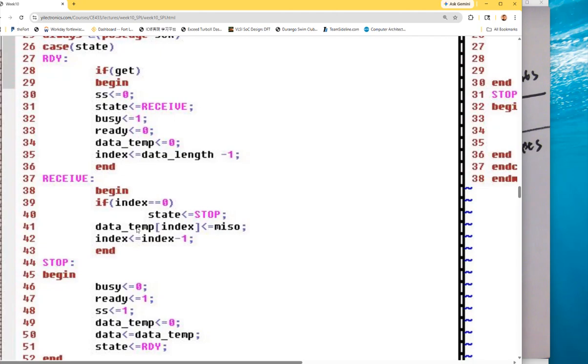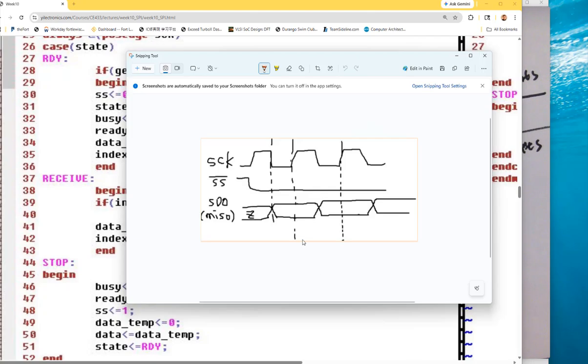See, this is being sampled. It's being sampled at this point, right in the middle of the data. It's over here. How do we make sure that it's sampled in the middle? Why does it look like it's in the middle?